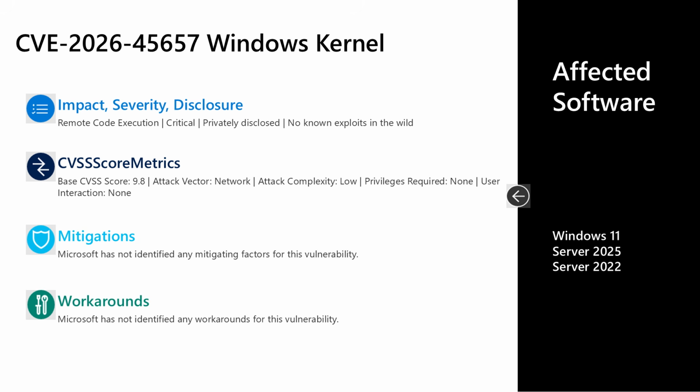Next, we'll look at a critical remote code execution vulnerability in the Windows kernel. This is documented as CVE-2026-45657. This was privately disclosed with no known exploits out in the wild. This one also hits 9.8. The attack vector is over the network, attack complexity is low, no privileges, no user interaction required to leverage this. There are no documented mitigations or workarounds for this. As far as the affected software, it's a little bit smaller set of products. It's Server 2022 and Server 2025, as well as Windows 11.